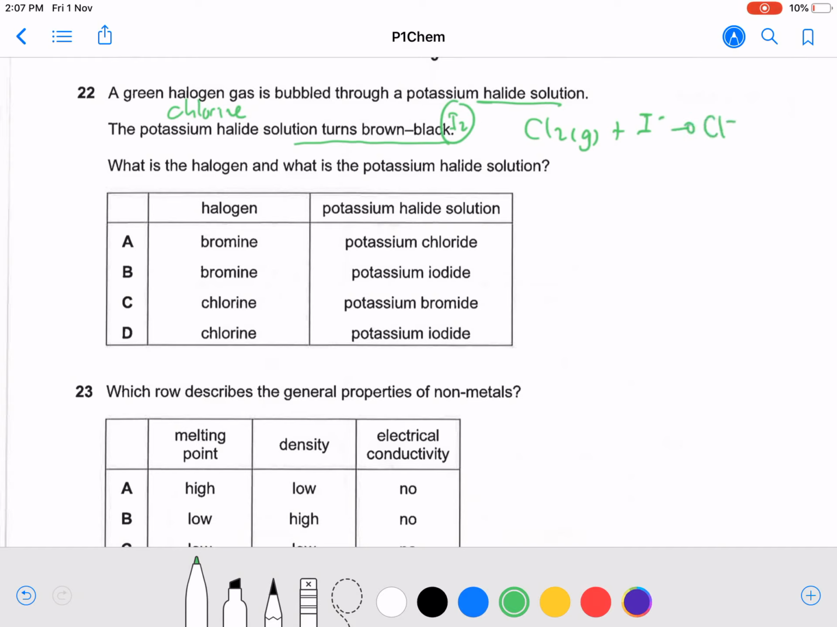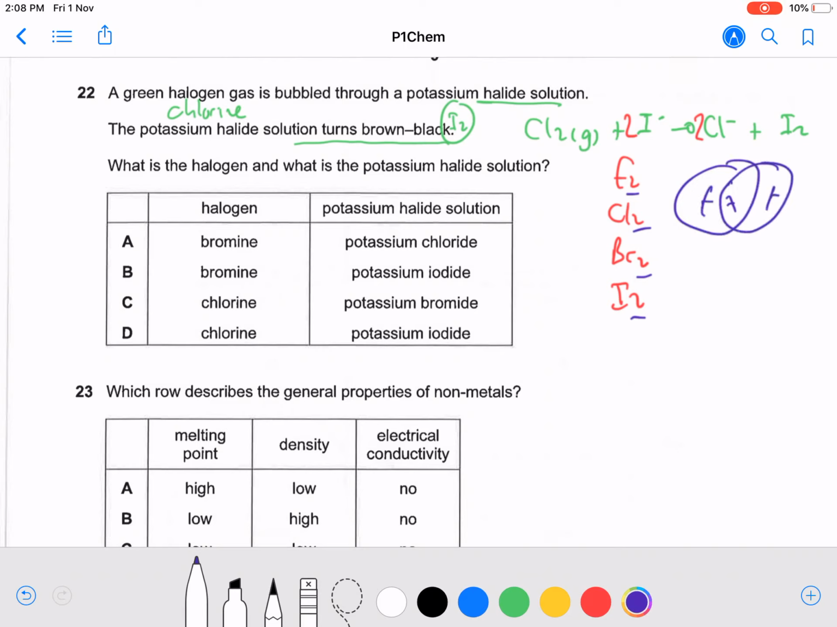The most reactive displaces it. That's 2I minus and 2Cl minus. Okay, because all halogens are diatomic molecules. It's just a posh way of saying that there's always 2 atoms in one molecule of any halogen. Why? Because they share a pair of electrons in this bond.